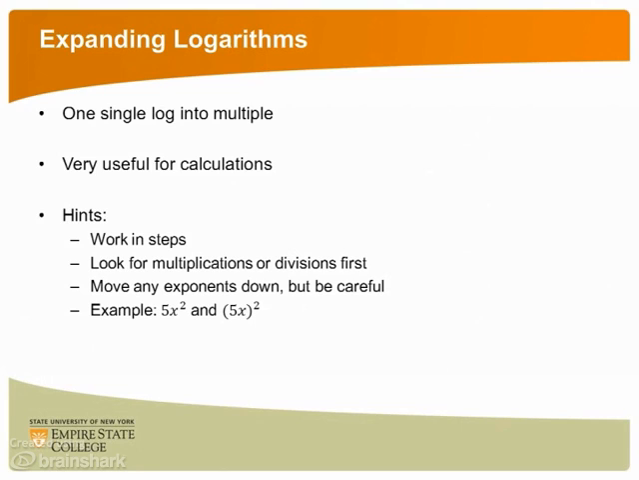You need to be very careful about exponents and exactly what they apply to. For example, in 5x squared, the exponent only applies to the x. But in 5x, quantity squared, the exponent applies to both the 5 and the x. The logarithmic expansion would look different for the 2 examples.